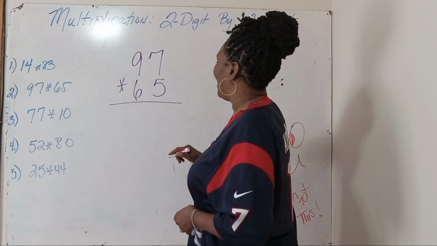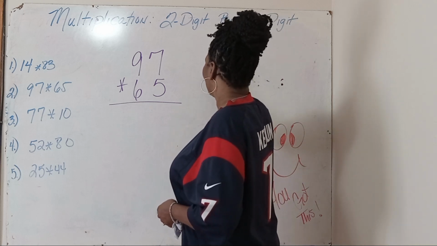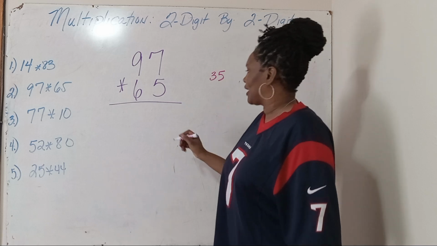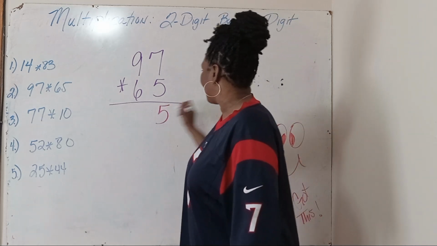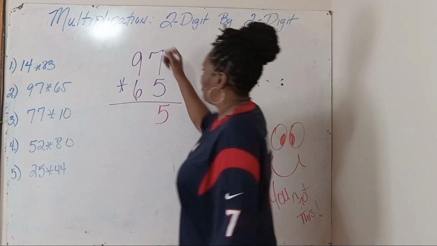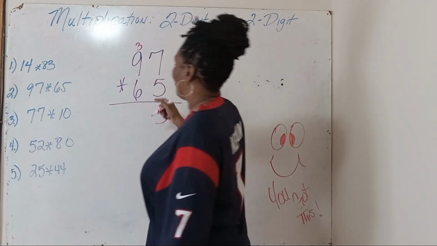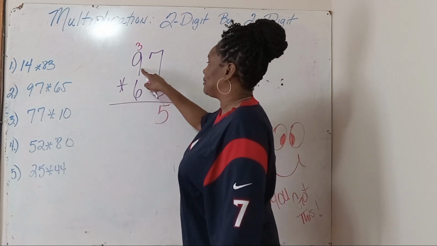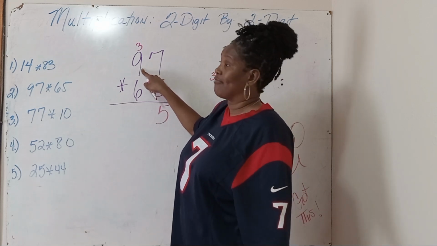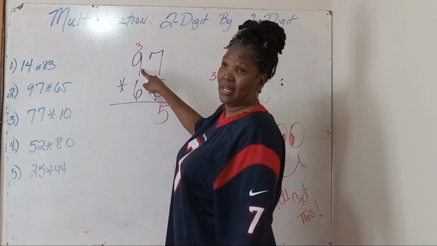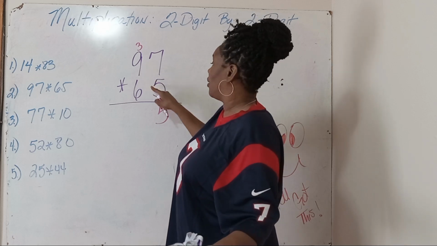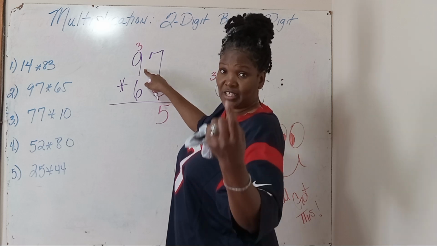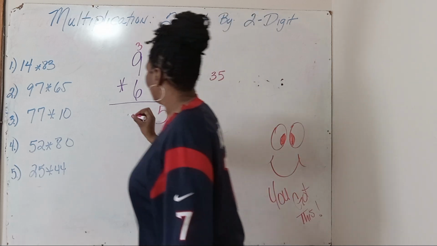7 times 5 is 35. It's 35, okay? So what I'm going to do is take that back number, which is my 5, and put it right here. But I'm going to carry this 3, because I'm going to add it. So I'm going to say 5 times 9 is 45, plus 3, 46, 47, 48.